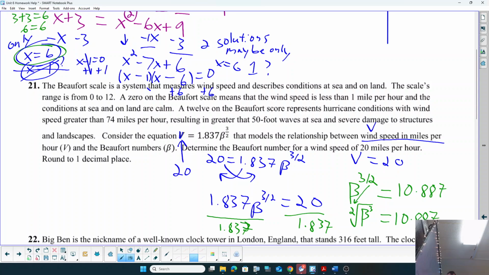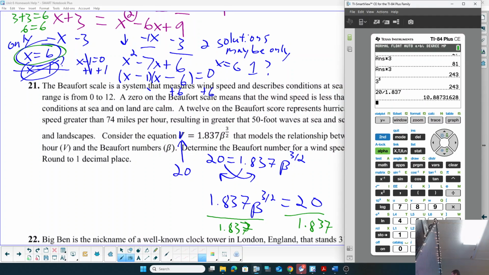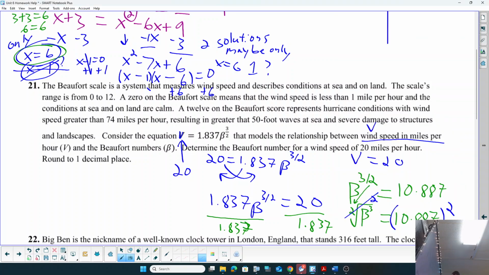And now, how do we undo the power of 2? We undo the power of 2 by squaring both sides. That's going to get rid of the root. So now we go to our calculator and square that answer. 10.88731, whatever, squared, and we get 118.533, because that's what that squared is.